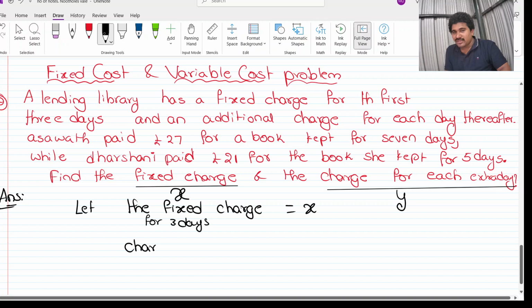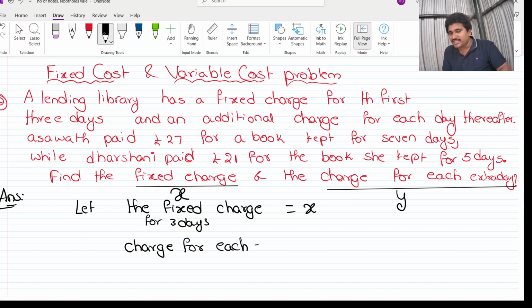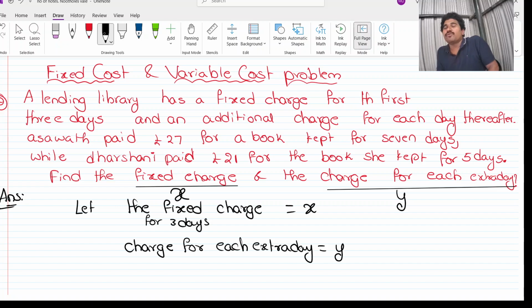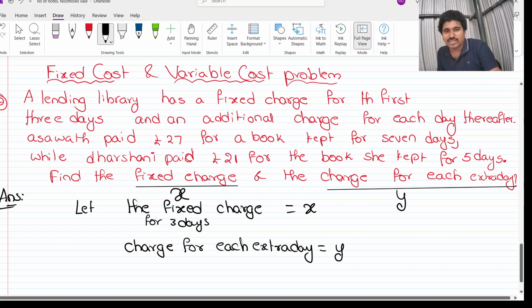Charge for each extra day is equal to y. Each extra day is equal to y. That's the additional charge. Instead of that, write it as it is: charge for each extra day equal to y. Is that clear? Now we'll talk about Aswati.